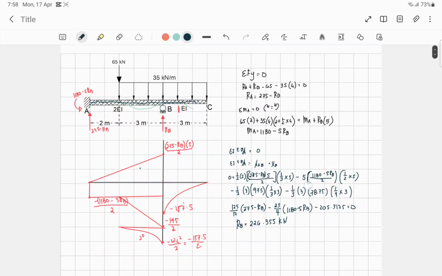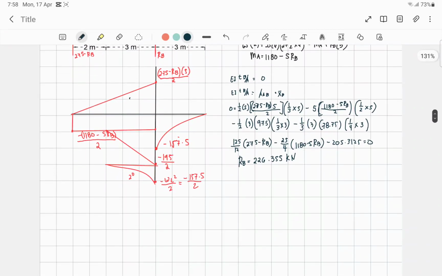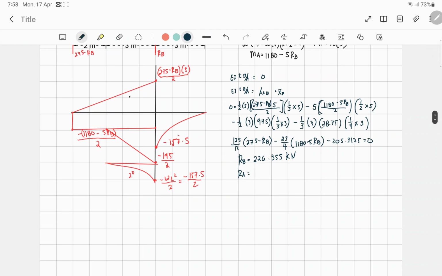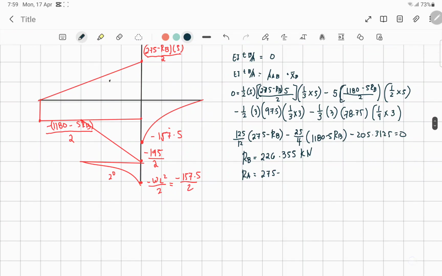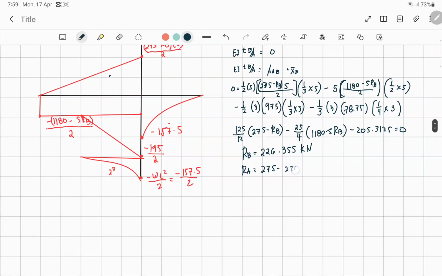Okay? And then also we have, since meron na yan, therefore, paano? We can solve for the other remaining na reaction since in terms of RB tayo. So, RA is just 275 minus RB which is 226.355. Therefore, our reaction at A is equal to 48.645 kilonewton. Okay? So, solving naman for the moment at A, we have 1180 minus 5 times RB which is 226.355. We will arrive with this answer.